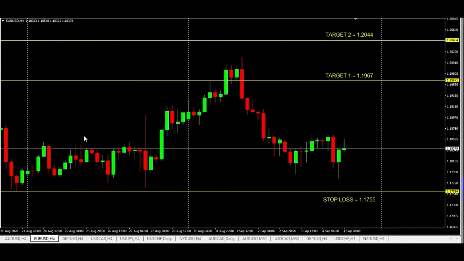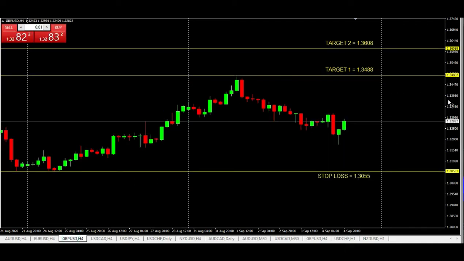Then we have the Euro USD. Euro USD, when the market opens, it may go down a bit and then start going up again. So if you see it start going up again, then you can enter anywhere, and this will be your target 1 at 1.1967 and the target 2 going to be at 1.2044 with the stop loss at 1.1755.